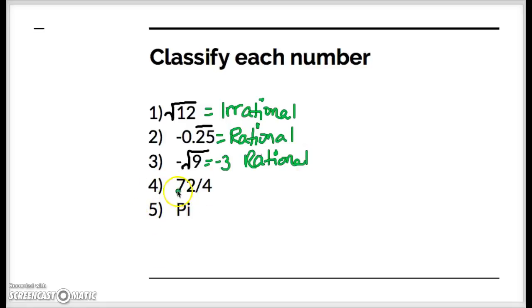Next, we have 72 over 4. It's already a fraction, and the definition of a rational number is if it can be written as a fraction, so that would be rational.